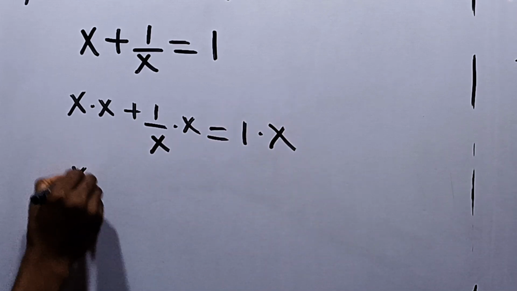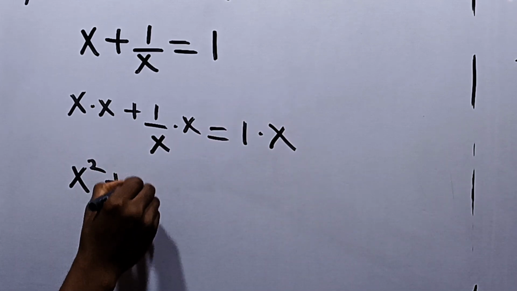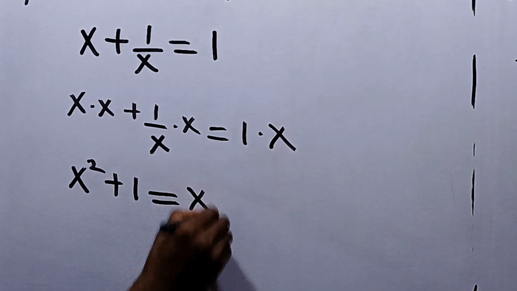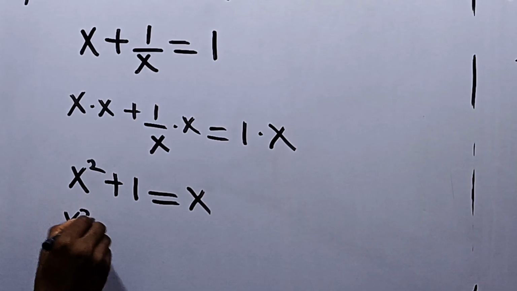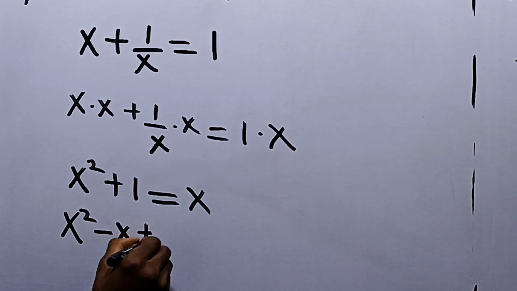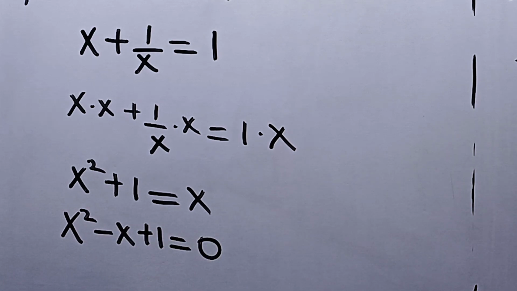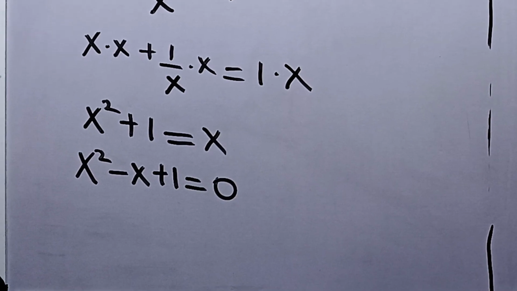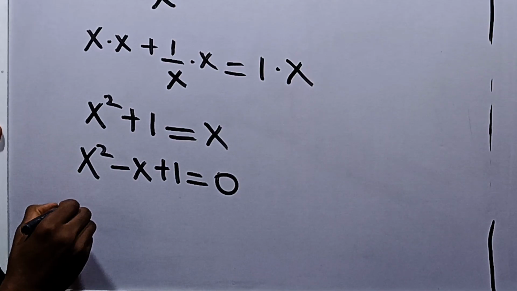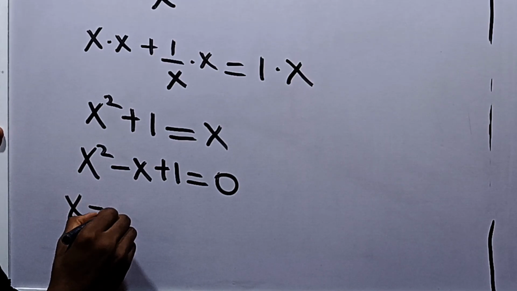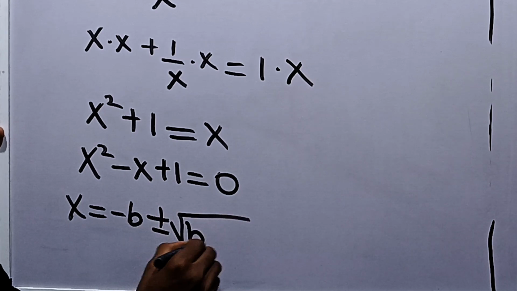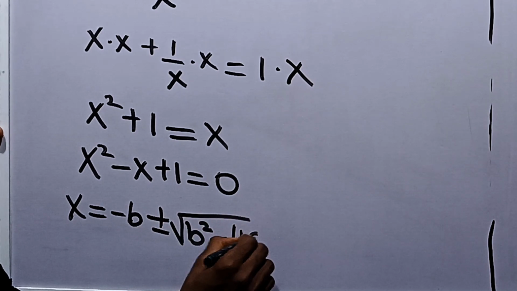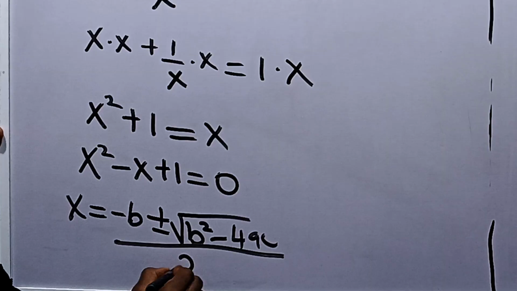x times x is x squared, plus 1 is equal to x. Now from here we can say that x squared minus x plus 1 is equal to 0. Now we can use the quadratic formula to solve this. Recall that the quadratic formula states that x will be equal to minus b plus or minus square root of b squared minus 4ac, all over 2a.